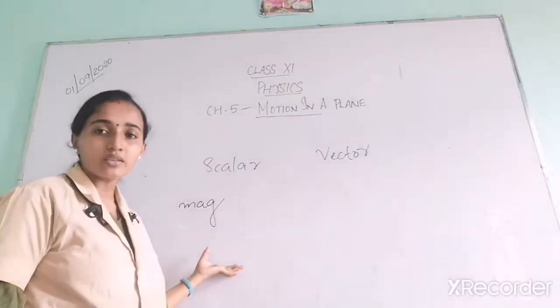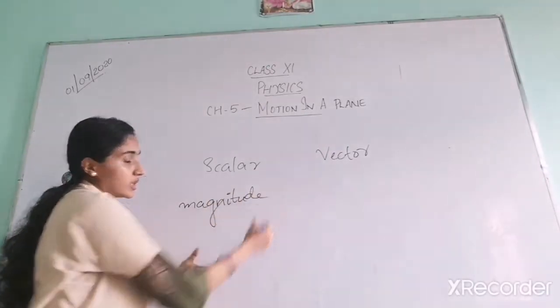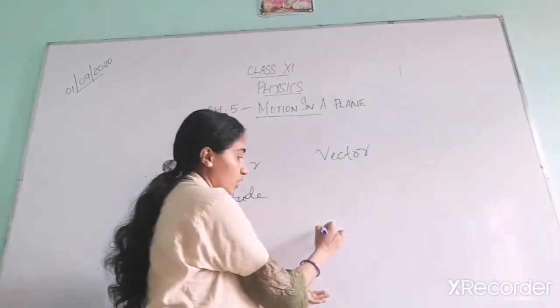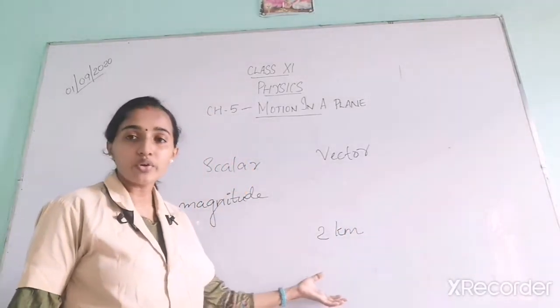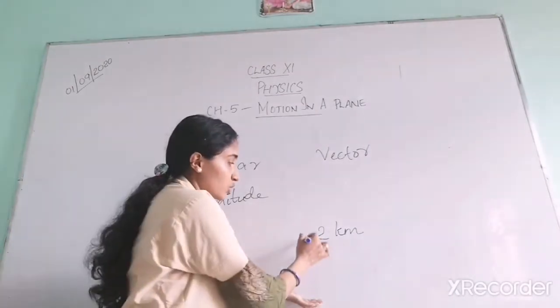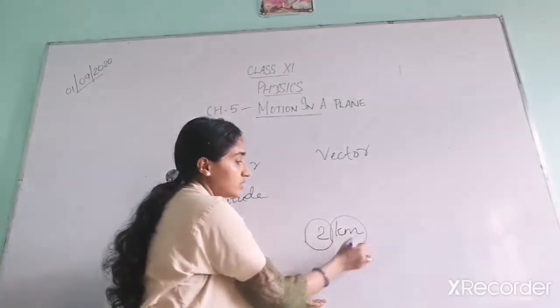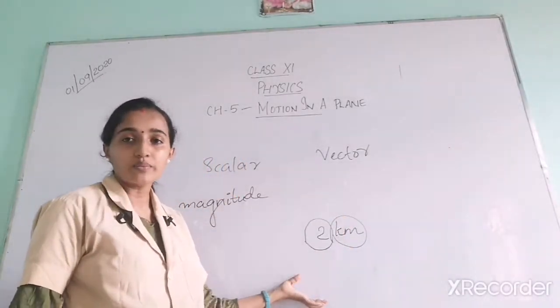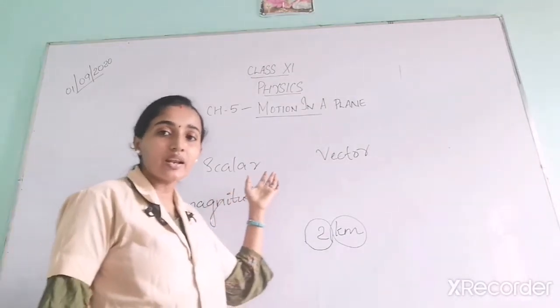So what do you mean by magnitude? What is magnitude? Let's suppose you have a distance of 2 kilometers. Now in this, can you identify what is magnitude? See, this numerical value is the magnitude and this one is the unit. So one which has only magnitude, you call it a scalar quantity.